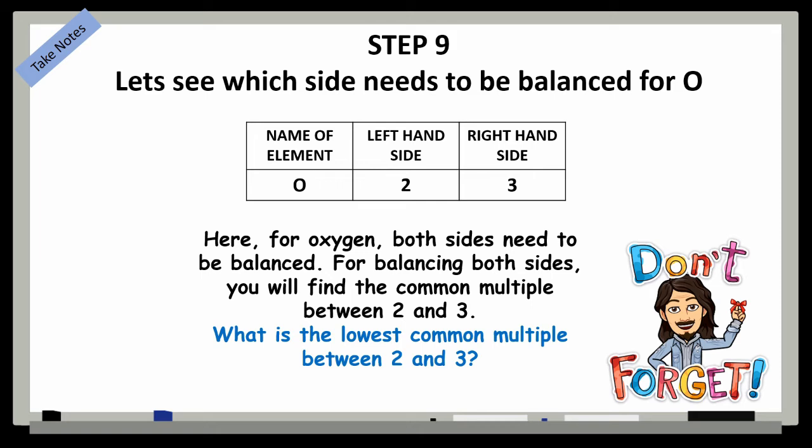Now I can't multiply 2 with anything to get 3, because 2 2s are 4 and 2 3s are 6, or 3 1s are 3, 3 2s are 6. So if you see, I can never multiply 2 with anything to get 3.